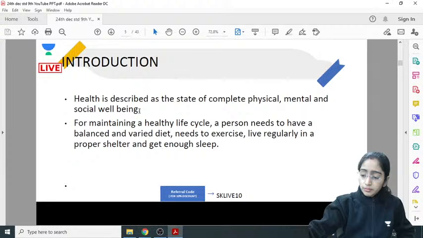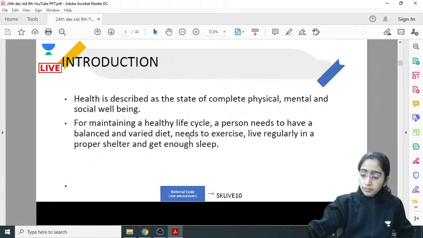Right? I won't be called a healthy person. Okay. So in order to be healthy, all three aspects have to be very clear. That is the physical aspect, the physiological functioning; the body should function very properly. Mentally, I have to be stress free, and social interaction has to be very good.